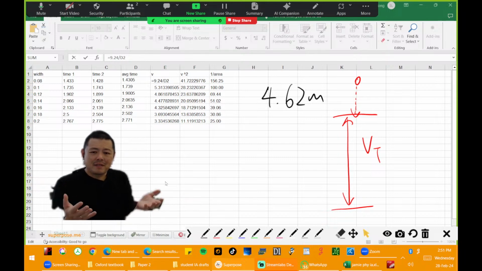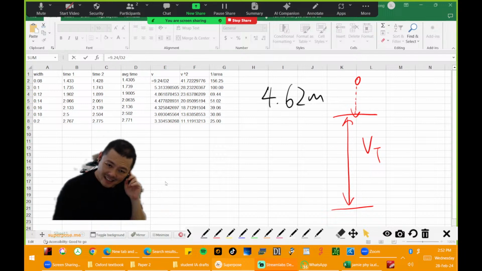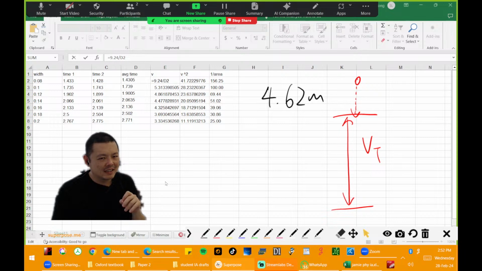But then again, you have another problem. You're assuming that it's accelerating again. Yeah, because we have to approach this. Cannot lah. The acceleration keeps changing for a parachute. So we cannot assume, wait. The teacher never.